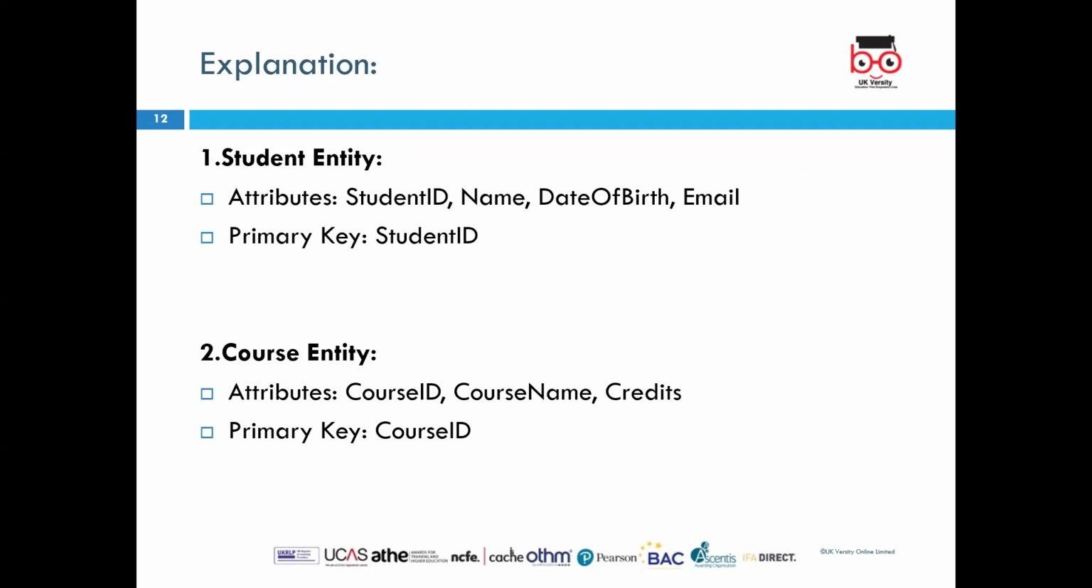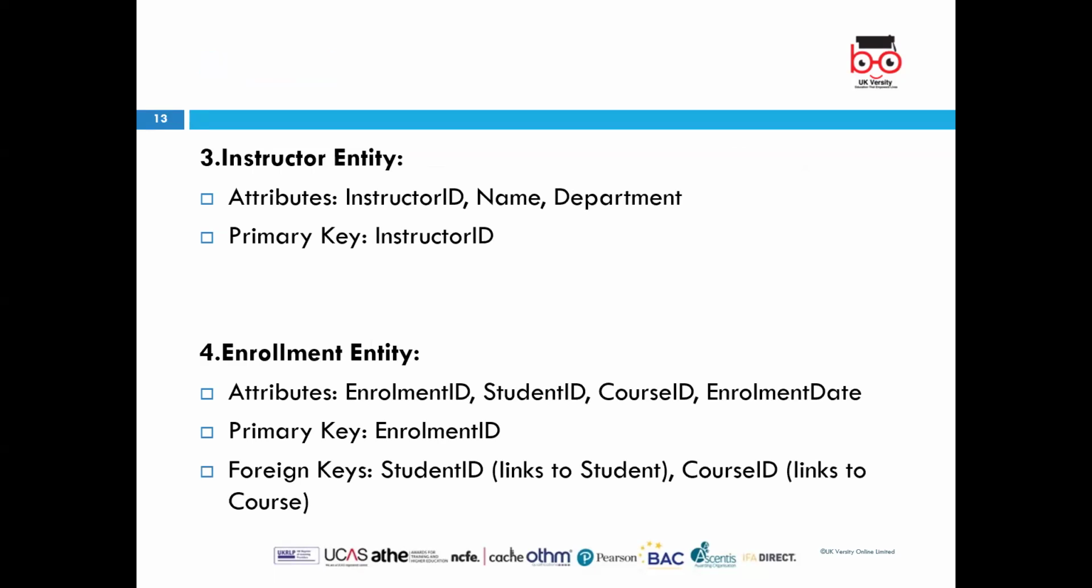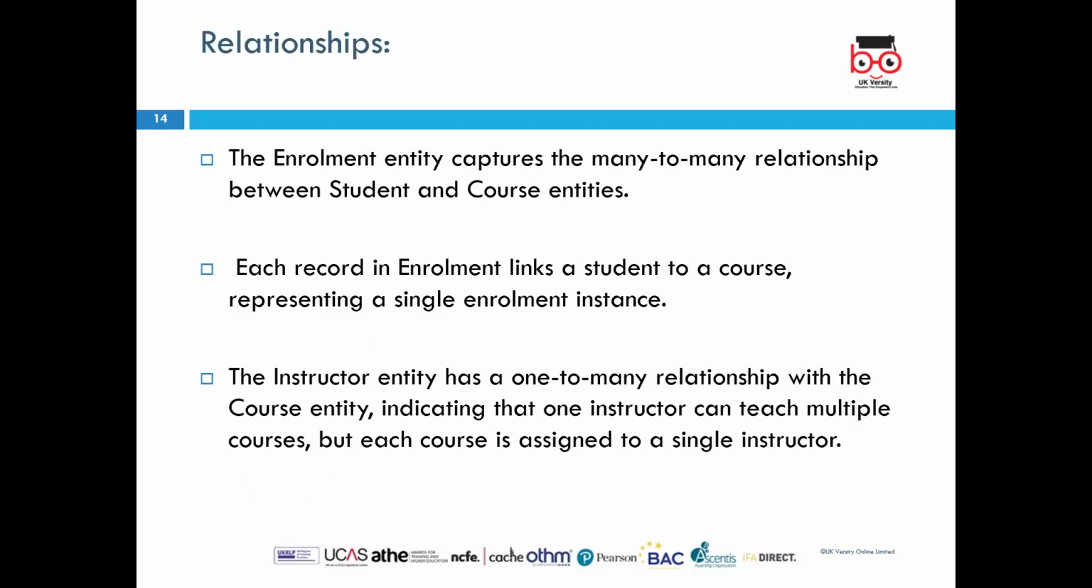So in our diagram, we saw that our student entity has its own attributes, the primary key and the other attributes. Same concept for the course entity, instructor entity, and enrollment entity. So we now know that the enrollment entity captures the many-to-many relationship between the student and course entities. We can see that each record in the enrollment links a student to a specific course and represents a single enrollment instance.